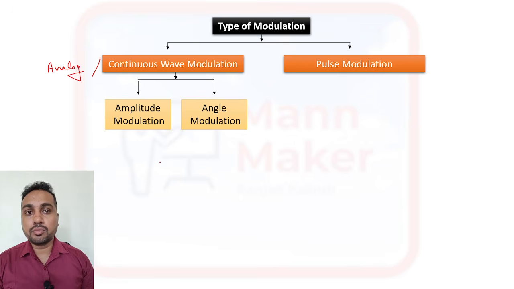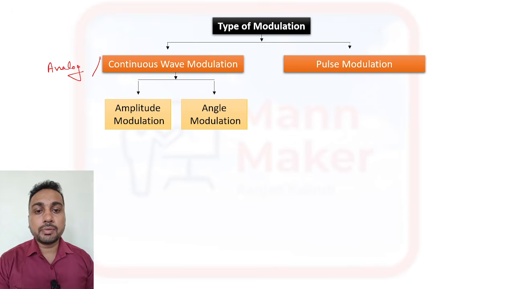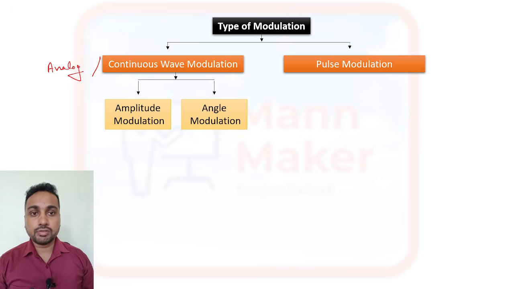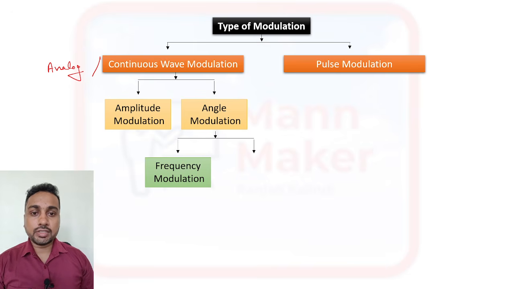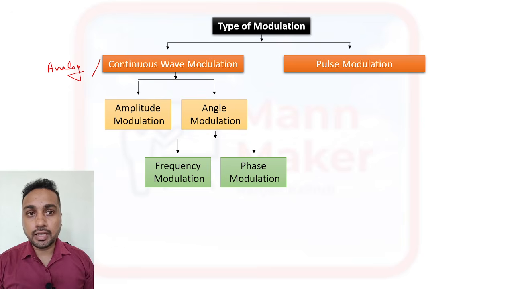Okay, analog modulation. There are two types of analog modulation, or continuous wave modulation: amplitude modulation and angle modulation. Further, angle modulation is divided into two parts: frequency modulation, FM, and phase modulation, PM. These are the types of analog modulation or continuous wave modulation.